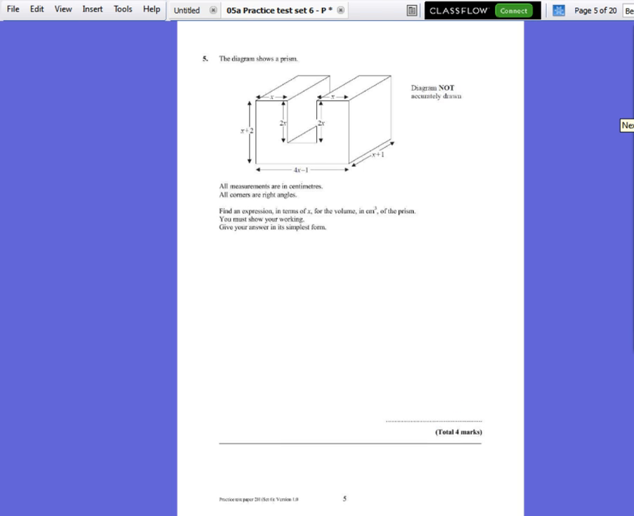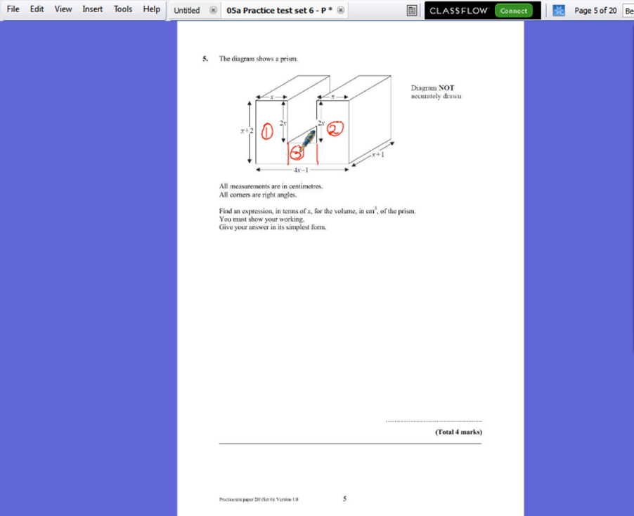Question 5. All measurements are in centimetres and all corners are right angles. Find an expression in terms of x for the volume of this prism. So to find the volume of a prism, we find the area of the front and multiply by how far back it goes. So if we split the front up into 3 pieces, piece 1, piece 2 and piece 3.